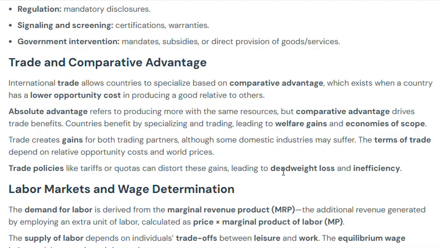Trade and comparative advantage. International trade allows countries to specialize based on comparative advantage, which exists when a country has a lower opportunity cost in producing a good relative to others. Absolute advantage refers to producing more with the same resources, but comparative advantage drives trade benefits. Countries benefit by specializing and trading, leading to welfare gains and economies of scope. Trade creates gains for both trading partners, although some domestic industries may suffer.